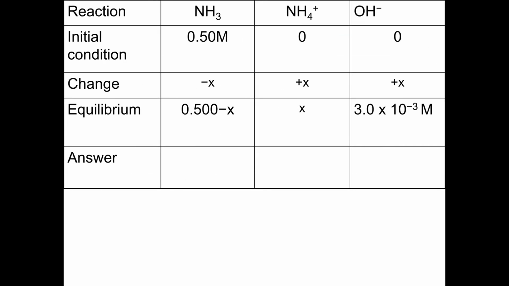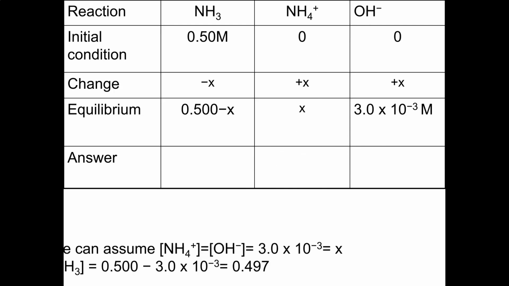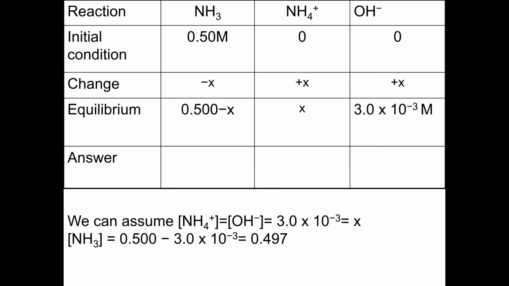Plug it into the setup. So I'm going to put X's in the beginning. But of course, we know the values, so we could do substitution really quickly. So this is going to equal to this. This is going to be 0.5 minus this, which is 0.497.